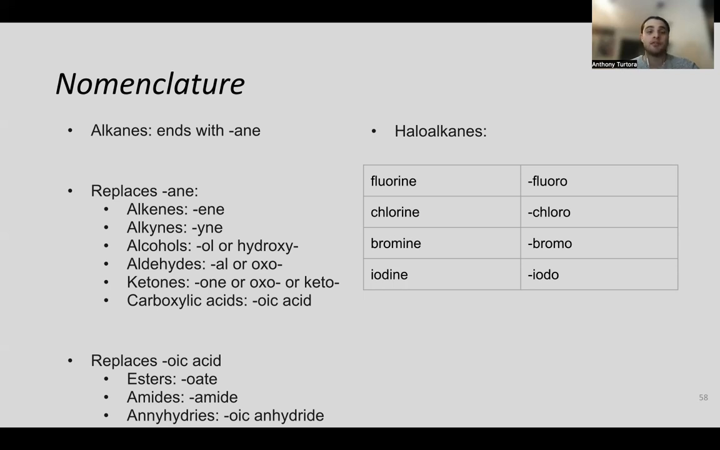So now ones that instead of replacing ane are going to replace oic acid. These are the carboxylic acid derivatives. So we have esters, which is oate, amides, which is amide, and then anhydrides are just oic anhydride instead of oic acid.